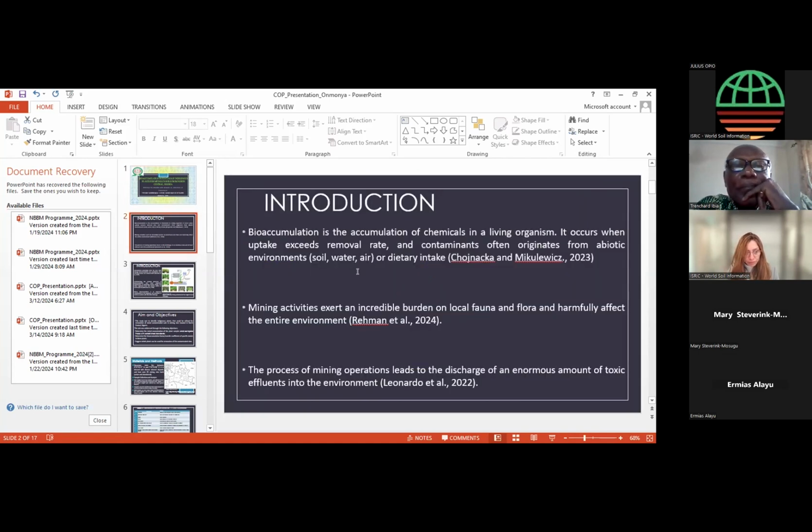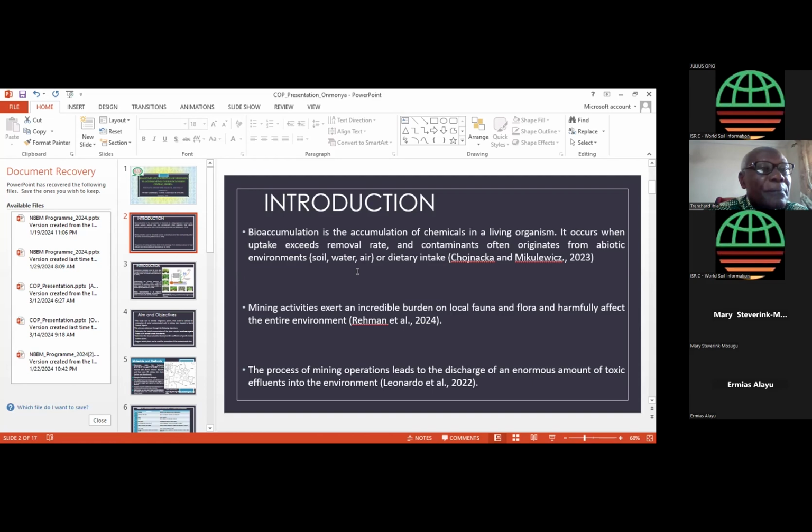Since most of us are knowledgeable in soil and things around soil, I'll just briefly go through the introduction. Bioaccumulation is simply the accumulation of chemicals in living organisms. These chemicals, which we often refer to as contaminants, occur in concentrations considered dangerous to the organism. Usually these contaminants enter organisms via soil, water, air, or dietary intake. And one of the sources of this contamination, as reported by different researchers, is mining.